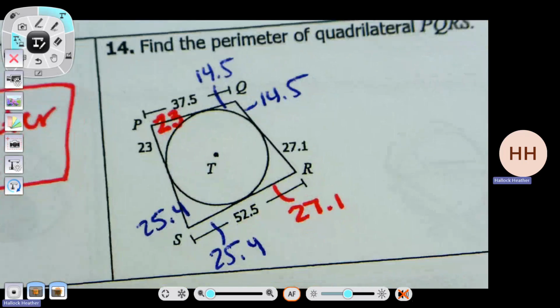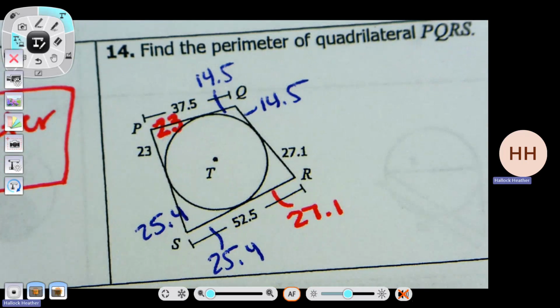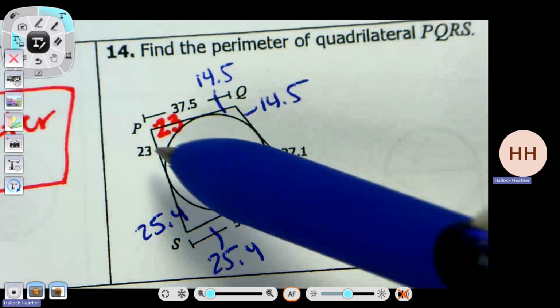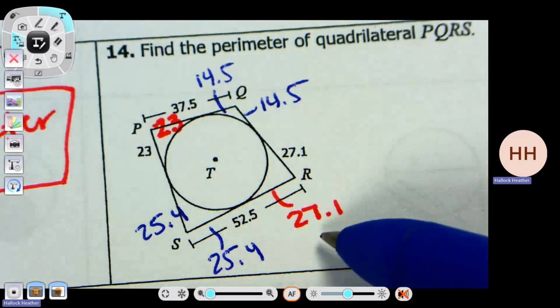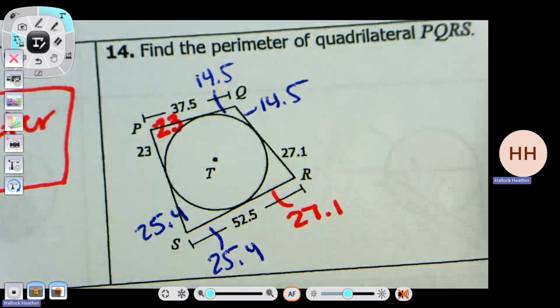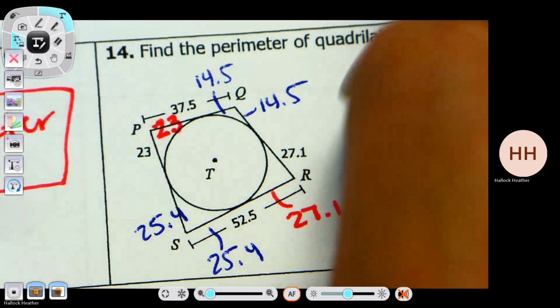And then what are you going to do with all those party hats? Add them up. So take a second. You're doing 23 twice, 14.5 twice, 27.1 twice, 25.4 twice, and adding it all up.